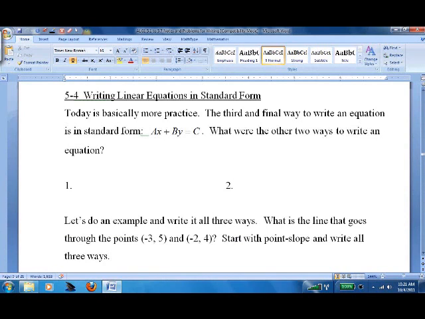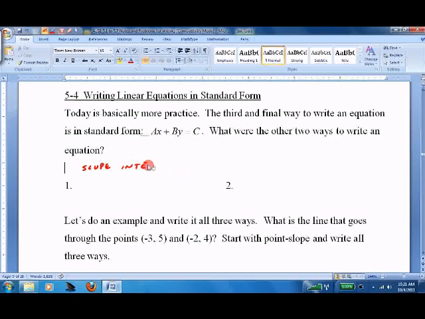More graphing today. I'm going to talk about writing linear equations in standard form. What are the two other ways we've done so far? Well, everybody's favorite, slope-intercept. That's y equals mx plus b, and point slope. That's y minus y1 equals m times x minus x1.